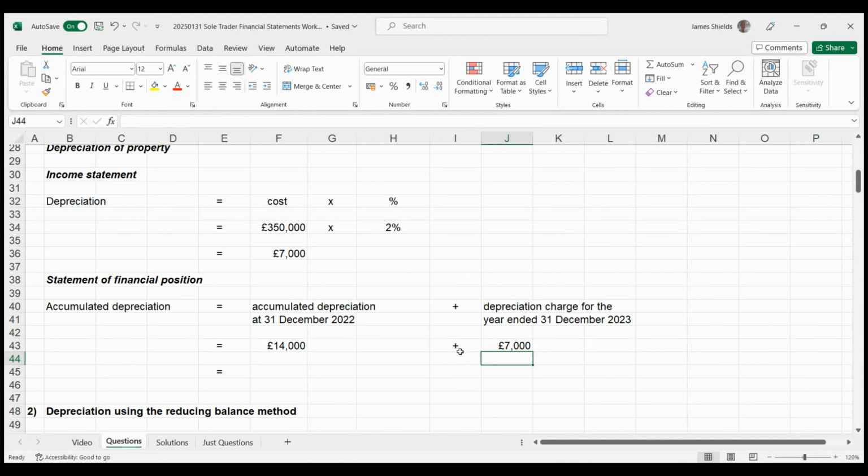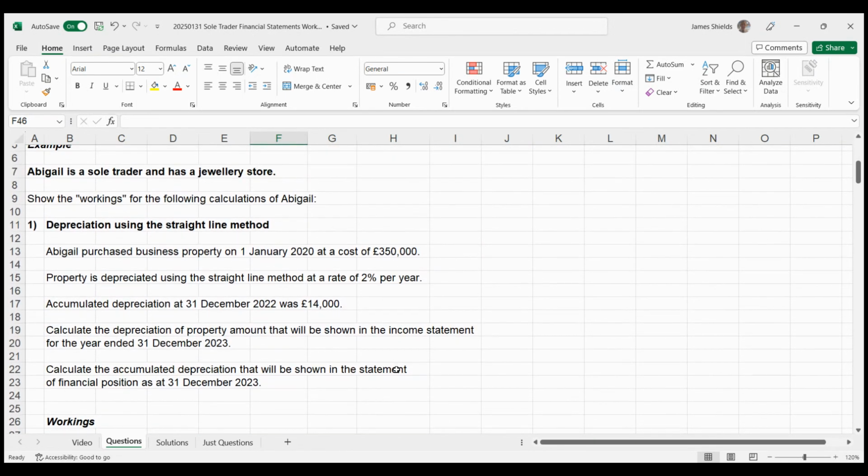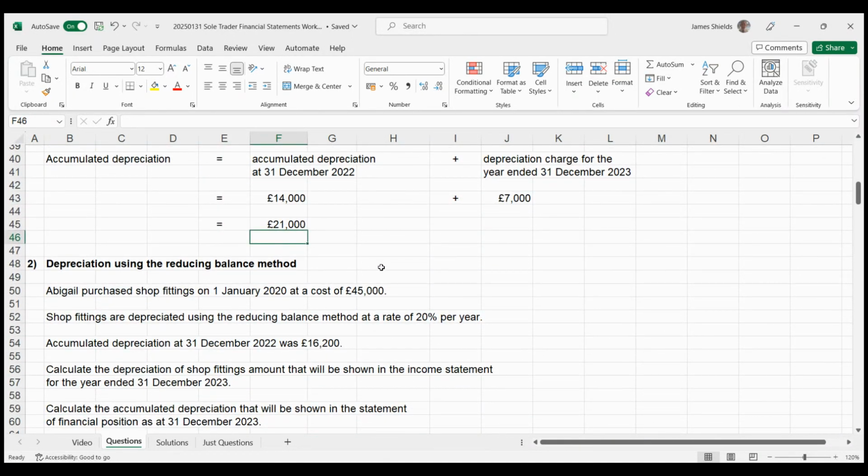And 14,000 plus 7,000 gives us £21,000. So that'll be our accumulated depreciation in our non-current assets in the statement of financial position. Now that was done using the straight line method. Now we've got depreciation using the reducing balance method.